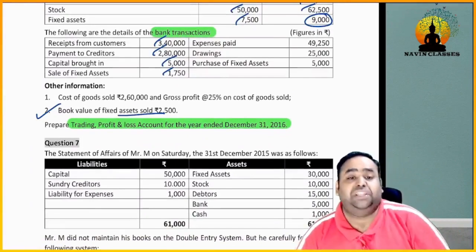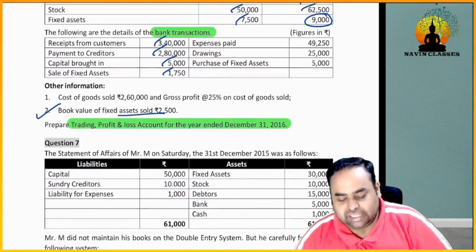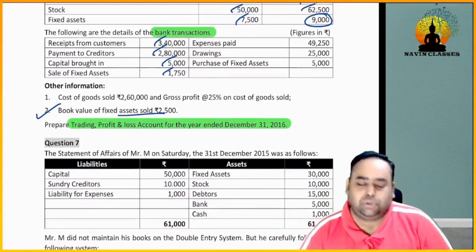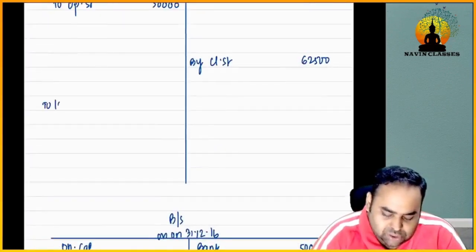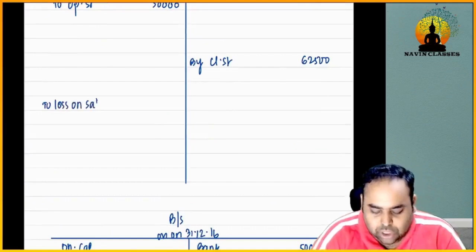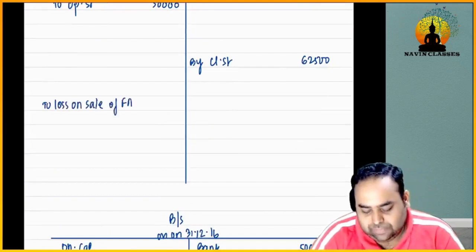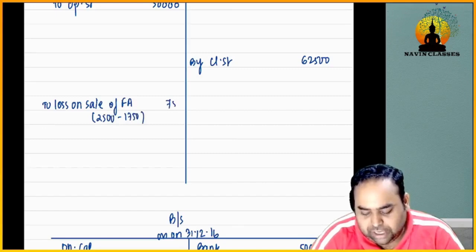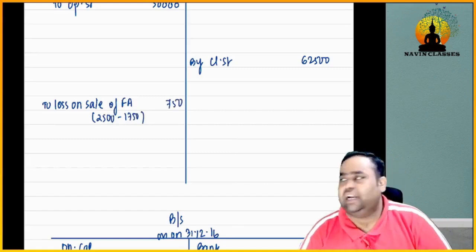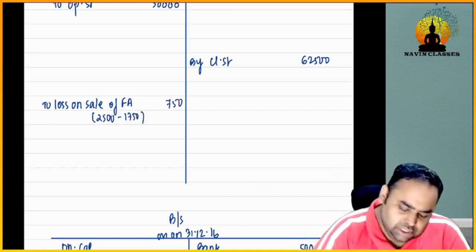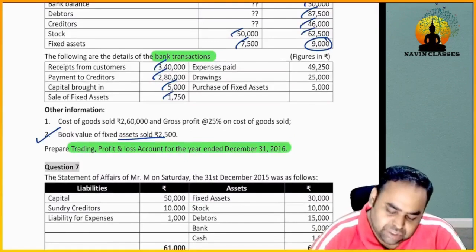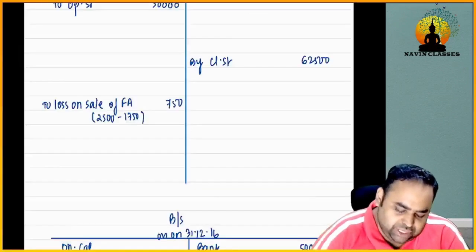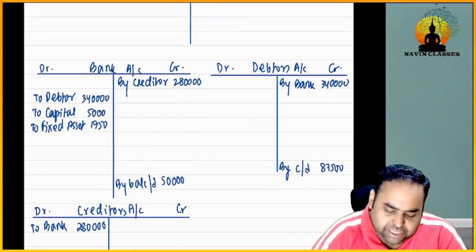There's a line written below, book value of fixed asset sold is 2,500. Fixed assets of 2,500 were sold for 1,750, giving a loss of 750. Loss will go to P&L, that is to loss on sale of fixed asset. An asset of 2,500 was sold for 1,750, giving a loss of 750 rupees. Out of 7,500, we deducted 2,500, 5,000 assets remained. Next, 49,250 expenses were paid, that is in the bank, by expenses.